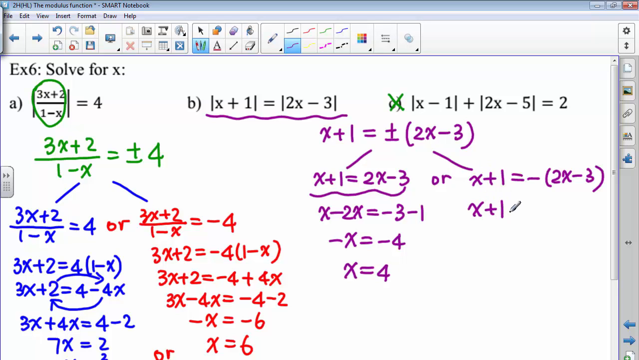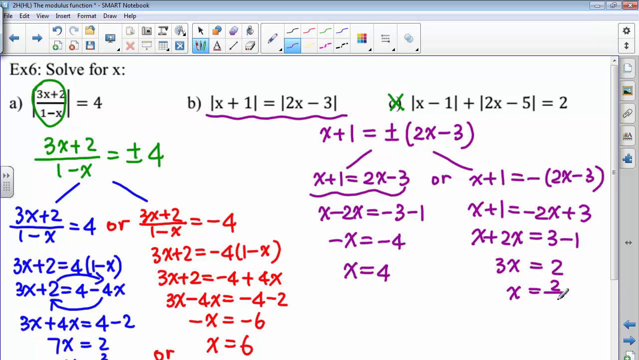x plus 1 equals negative 2x plus 3. Then isolate x term from the constants. So it's x plus 2x equals 3 minus 1. This is 3x. This is 2. Divide both sides by 3. So x equals 2/3. So in this equation, we also find two solutions. One is x equals 4 or x equals 2/3.